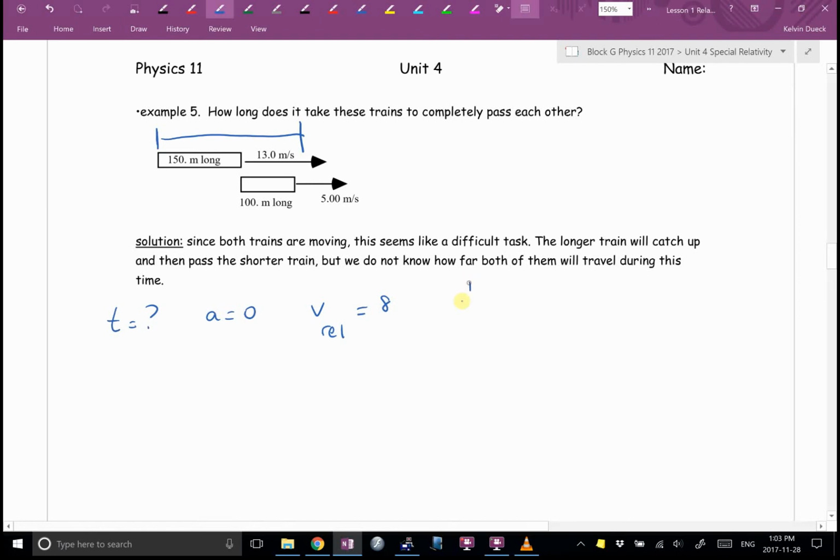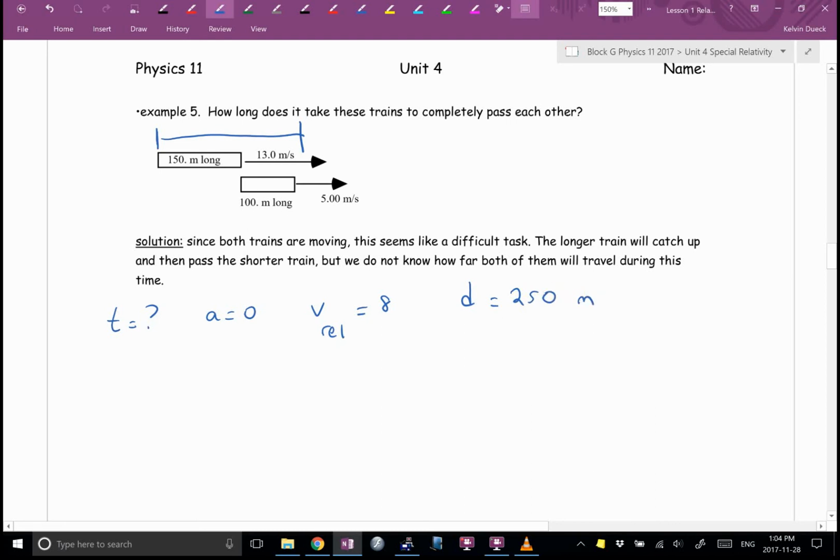And how far does the back train have to travel? How far does the top train's back have to travel to get all the way past? You guys with me? We're back now? Yeah. How far does the back of the top train have to travel to get past the front of the bottom train? Yeah, 250.